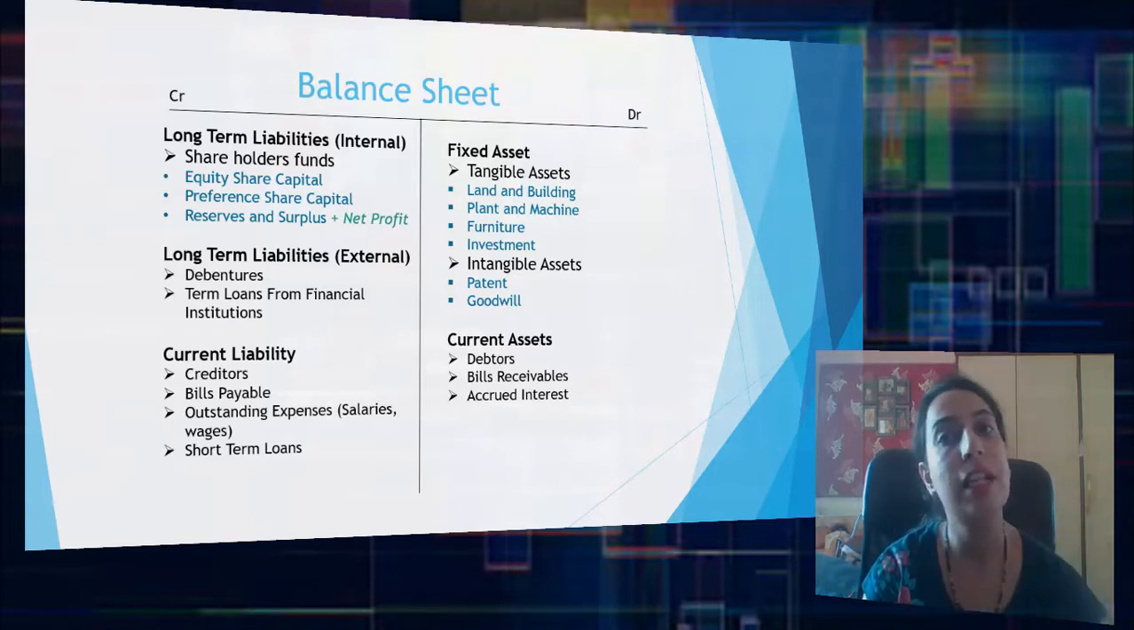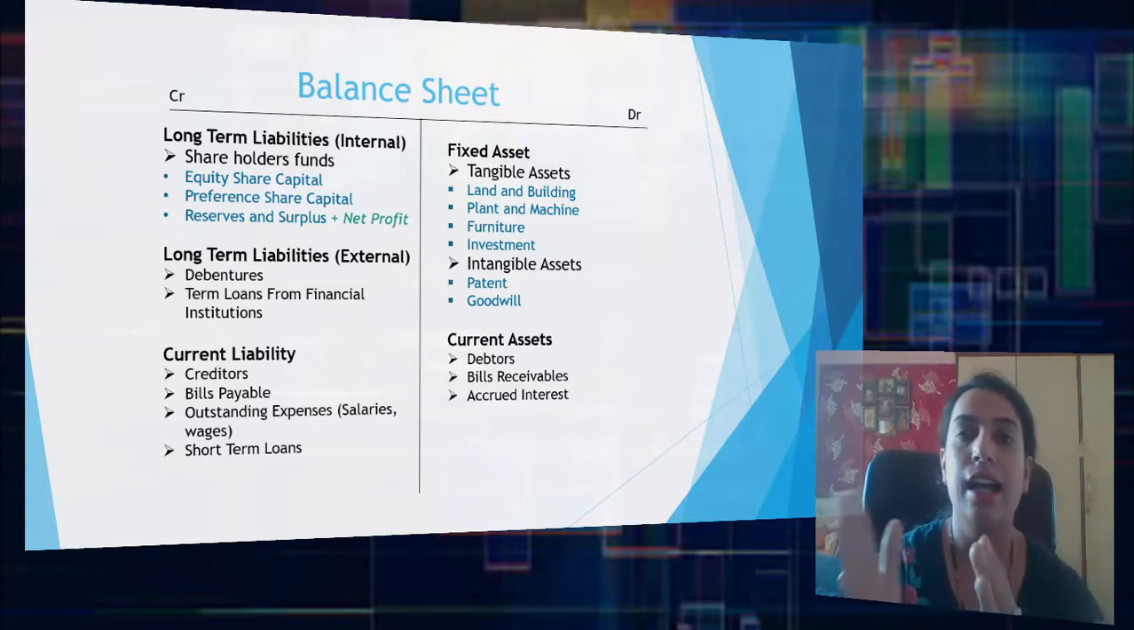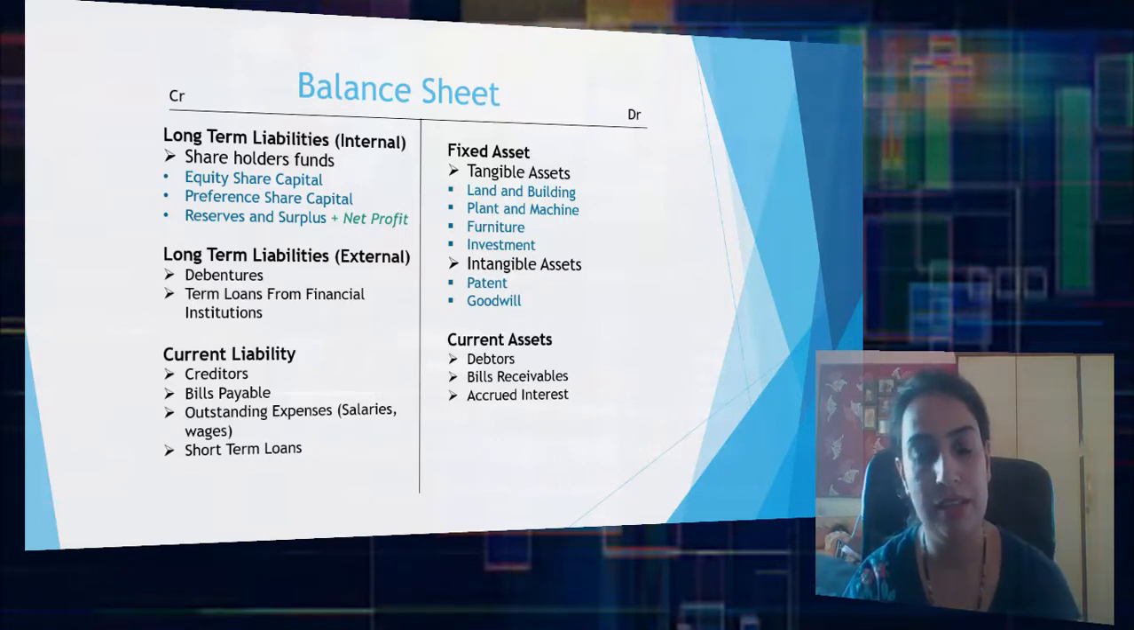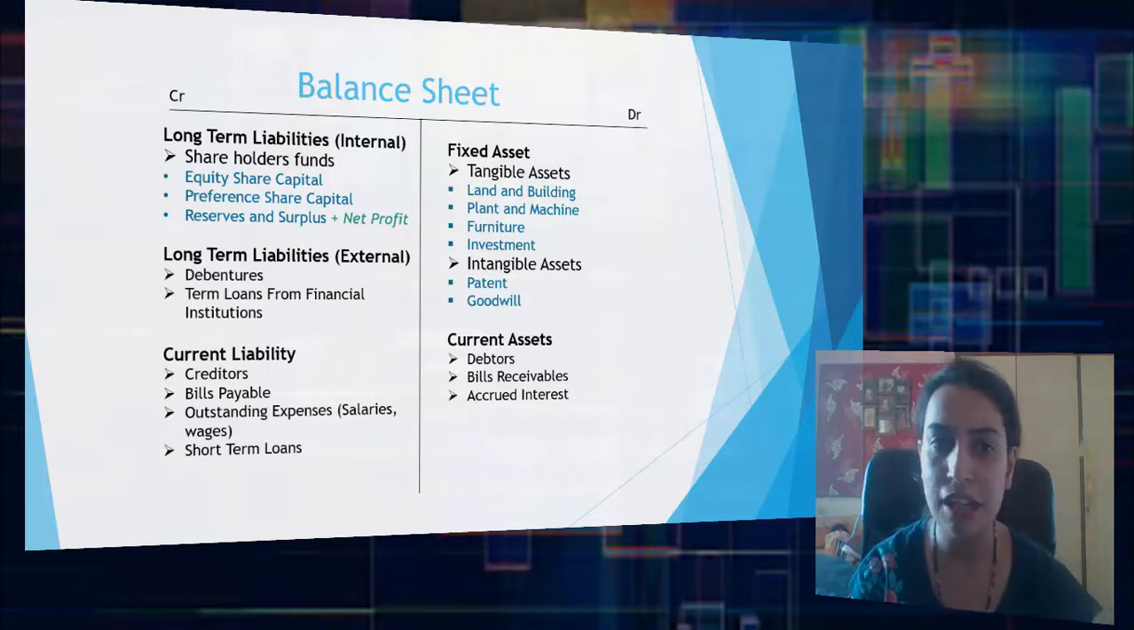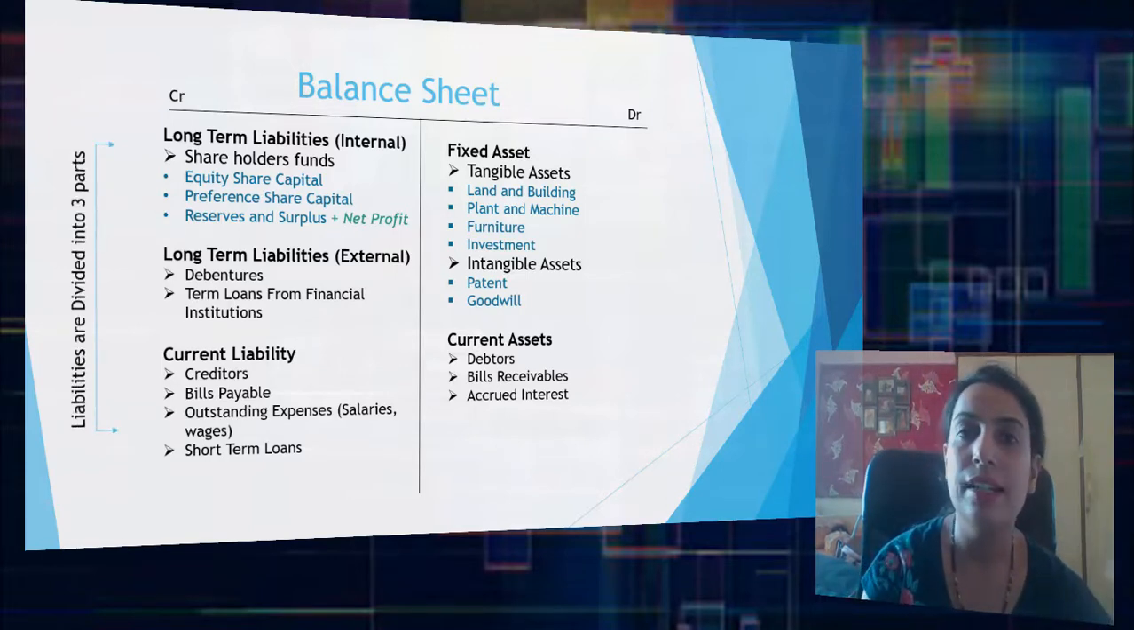And as I spoke in my last presentation, I told you people that liabilities always have a credit balance and assets always have a debit balance. Now, simplifying this balance sheet into quick points, I will say liability side is bifurcated into three parts.